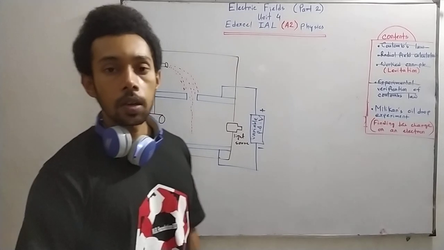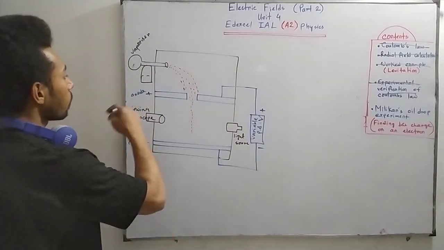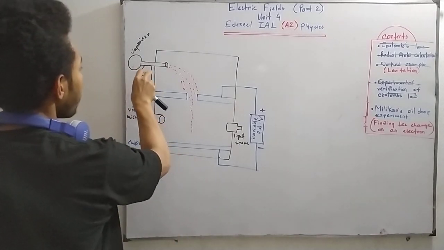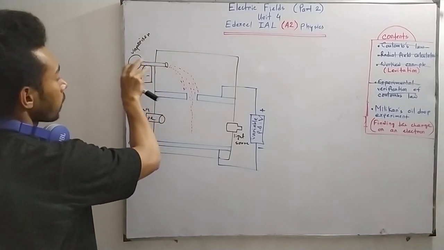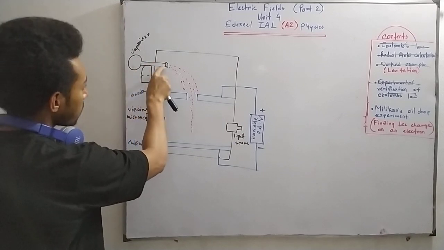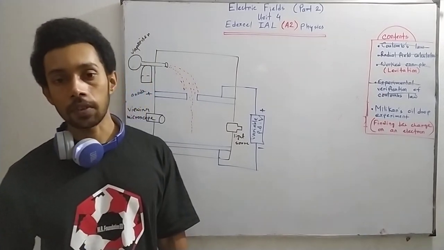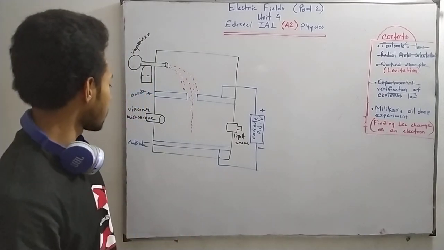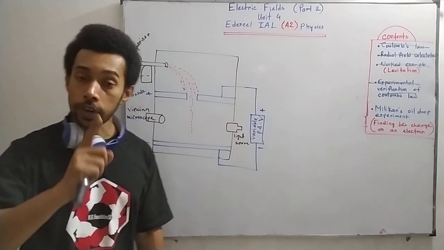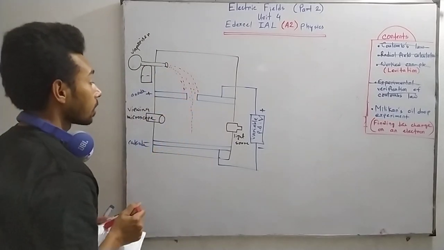So what Millikan did to find out the charge on an electron, before understanding that, you must know that when oil is vaporized, when oil is sprayed through the vaporizer, the oil droplets gain negative charge due to friction with the nozzle of the vaporizer. When oil is sprayed, the oil droplet first.